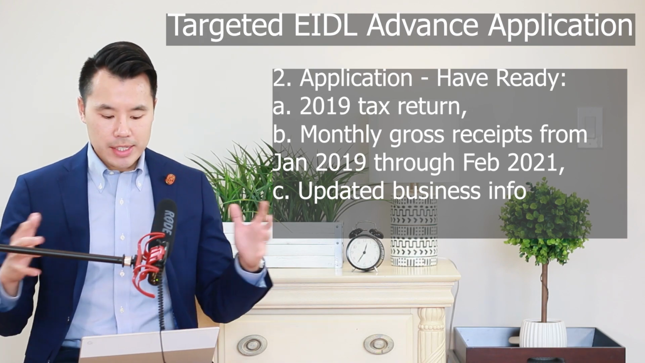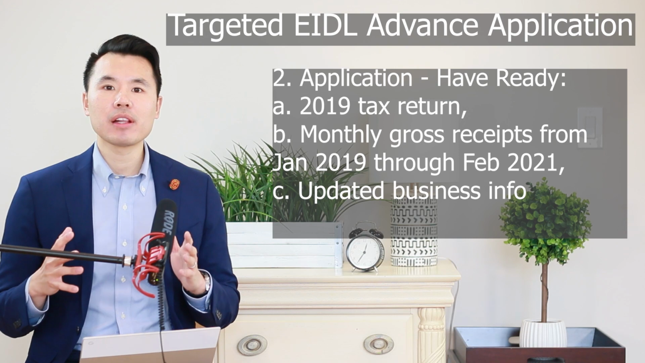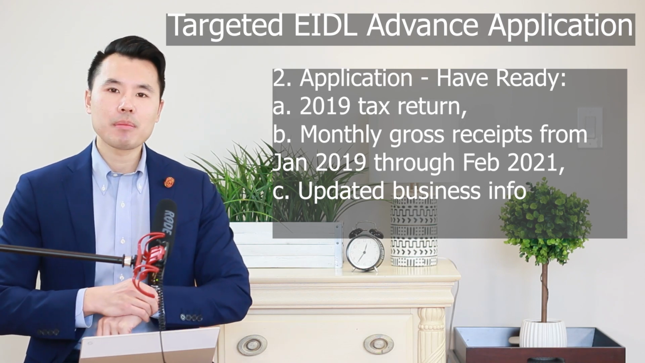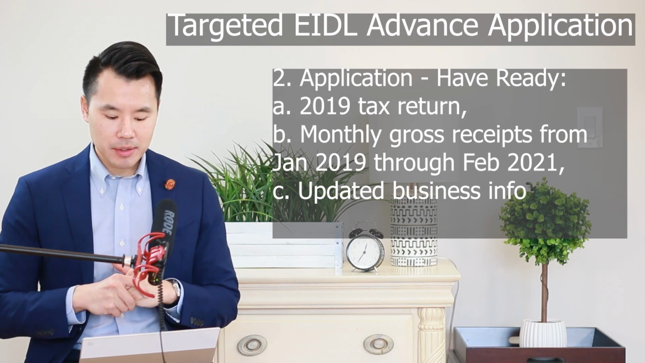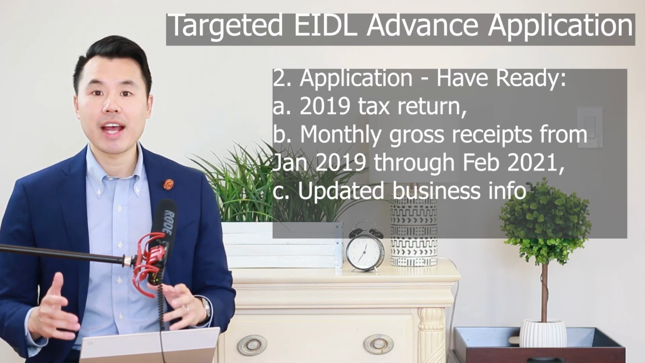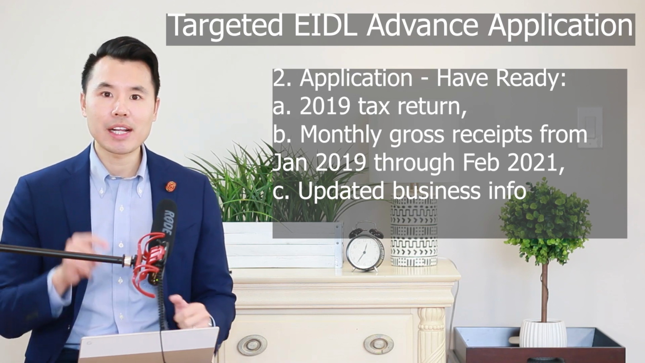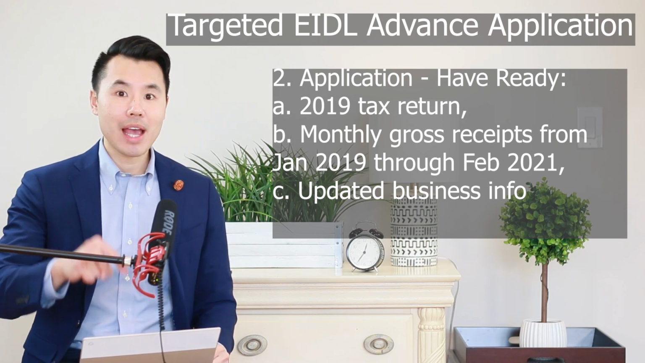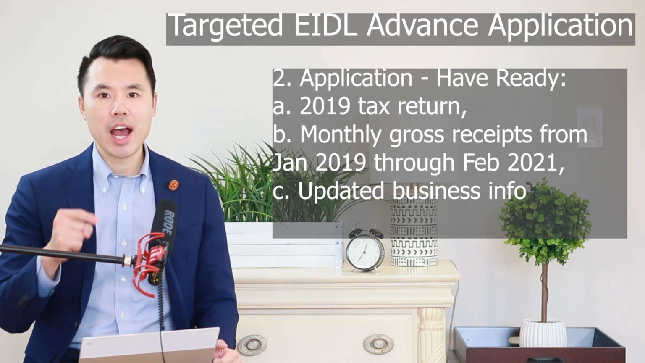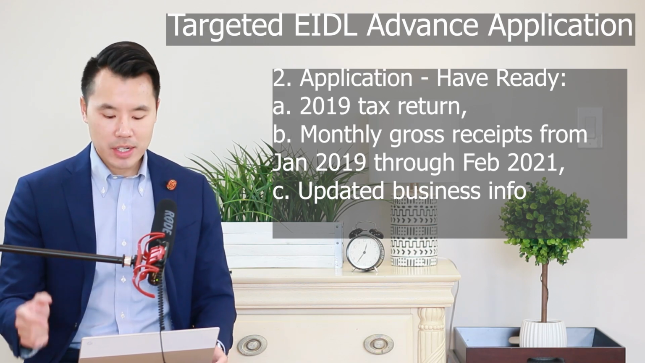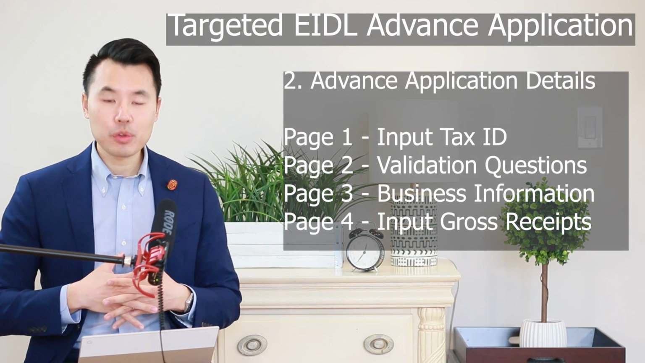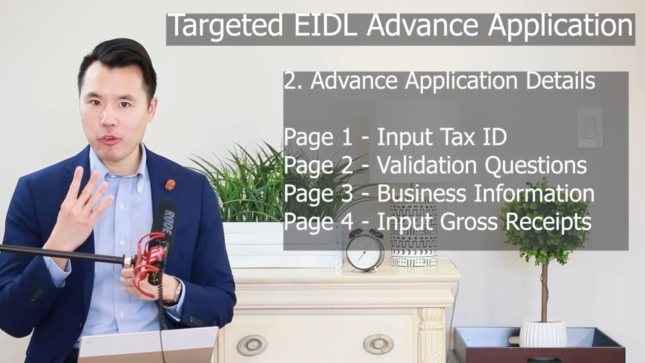All right, so let's go back to that email invitation. At the very bottom of that email, there's going to be a green button, okay? And that green button is labeled Targeted Advance Application. Okay, that green button, that's what you're going to press to go into the application. So you're going to have to press that green button to actually access the application for this Targeted EIDL Advance. So let me talk you through the 4-page application here. It's going to be 4 pages.